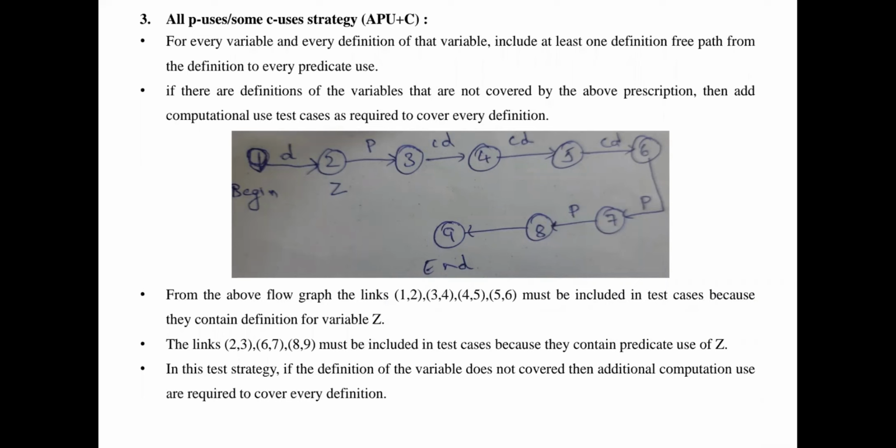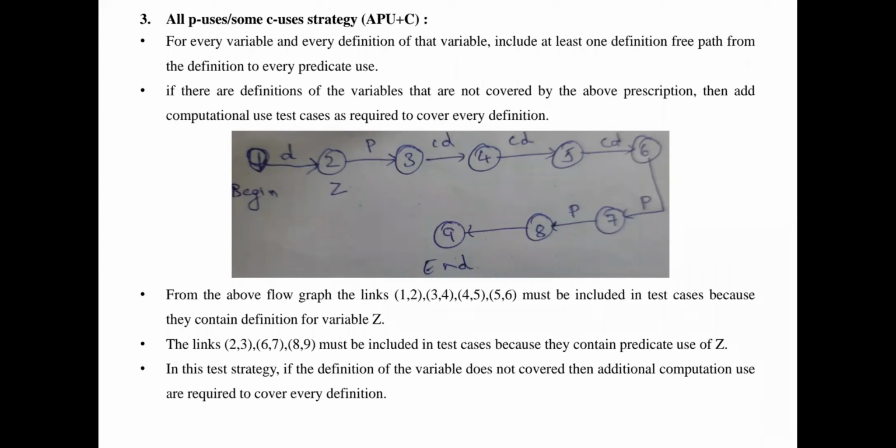See in the above example, we have a flow graph from 1 to 9. Here, in the second node, Z is created, followed by node 9. So we have some predicate links and we have some computational links.